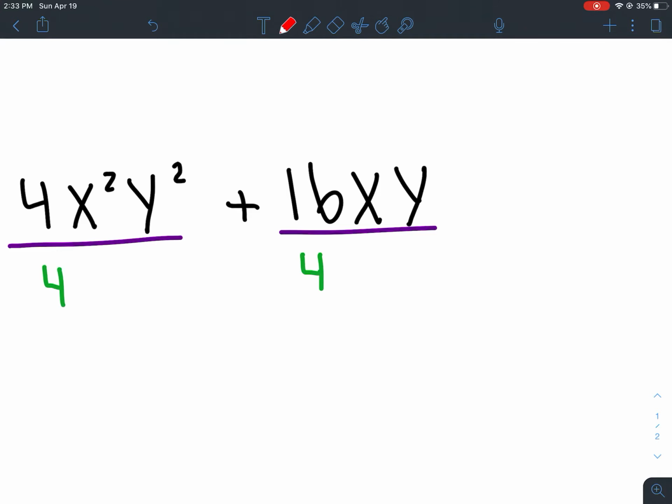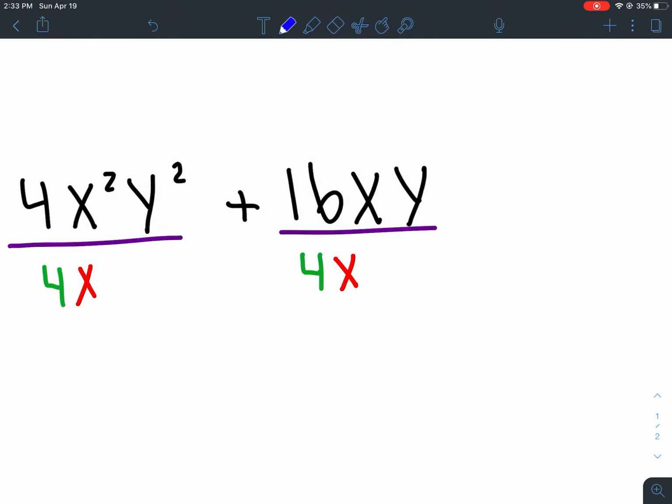Okay, now the next thing I see is the x's. I like to do things in order. You can do whatever you want, but I noticed that I have x's next. How many x's are over here? Here I have 2 x's, I have x times x. Over here, I just have 1 x. So what's the most amount of x's that goes into both? Just 1. Okay? You can't take out more than you already have.